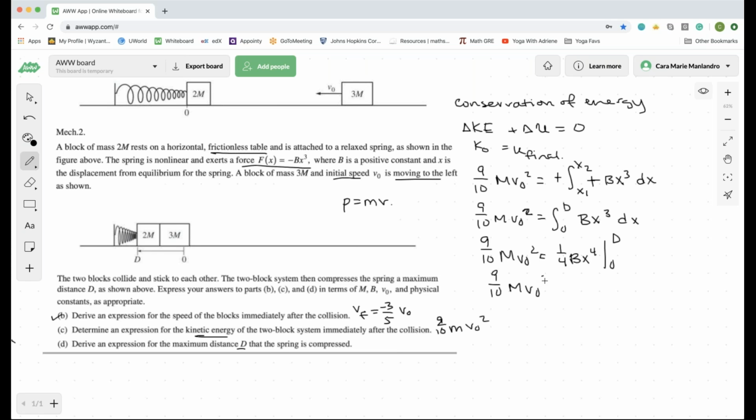I think that in this case, you do have to solve for D, or at least attempt to solve for D. I don't think you can just leave it like this. And that would be your distance D.